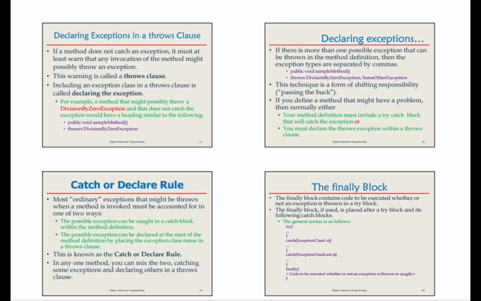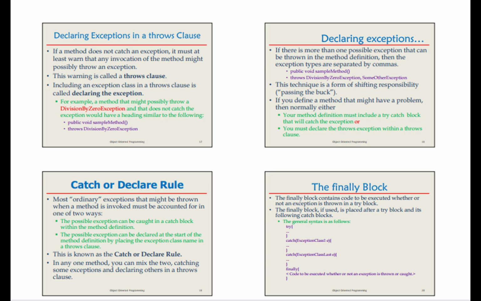For example, a method that might possibly throw a division by zero exception and that does not catch the exception would have a heading similar to the following: public void sampleMethod() throws DivisionByZeroException.